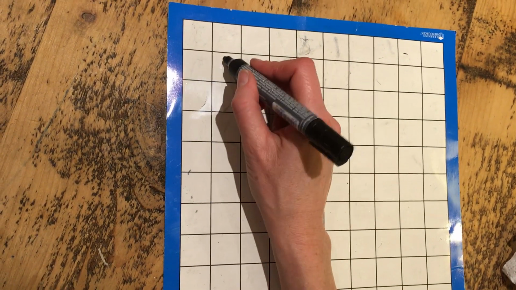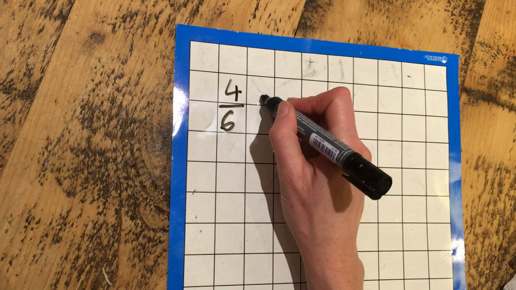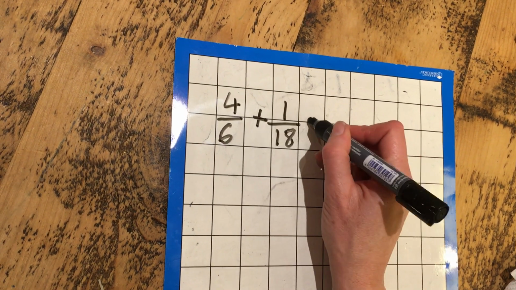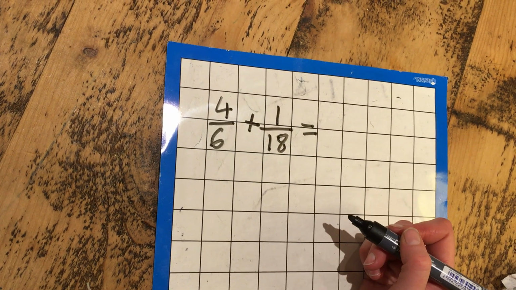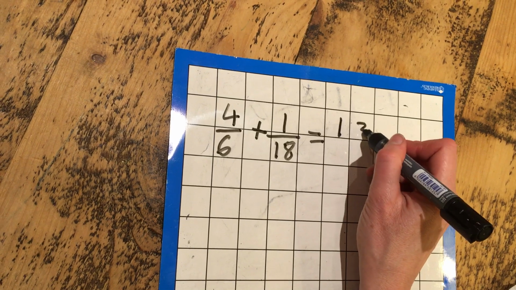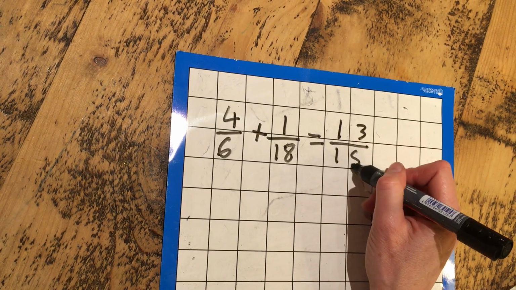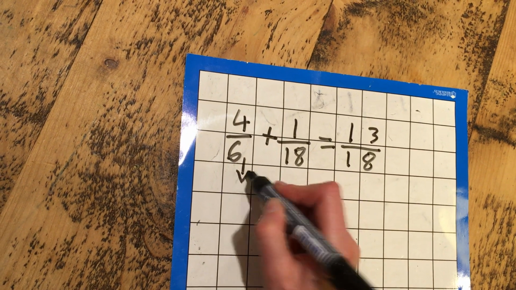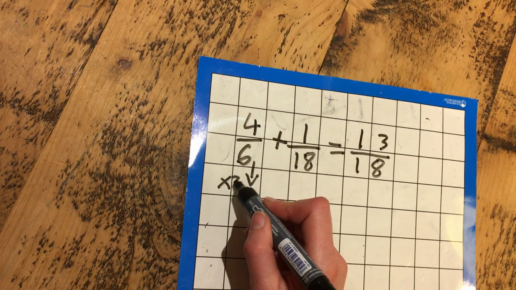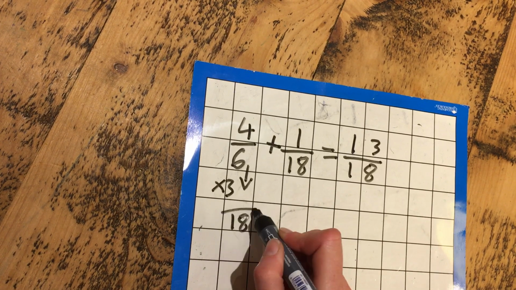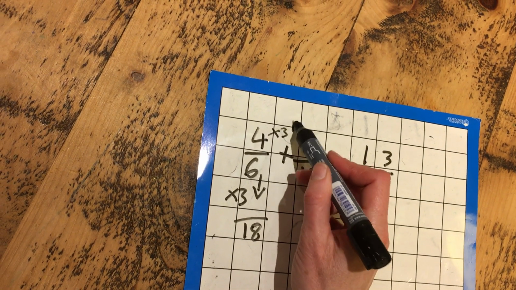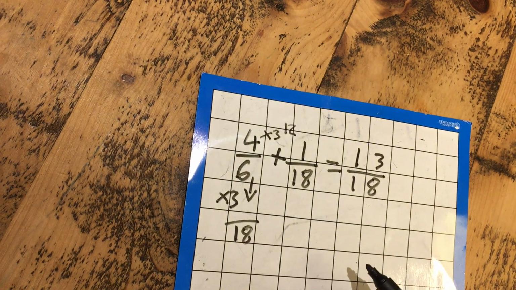Starting with adding 4/6 plus 1/18. The answer is 13/18 because you need to make both these denominators the same to add them. 3 times 6 is 18, so 3 times 4 is 12. 12 plus 1 is 13.